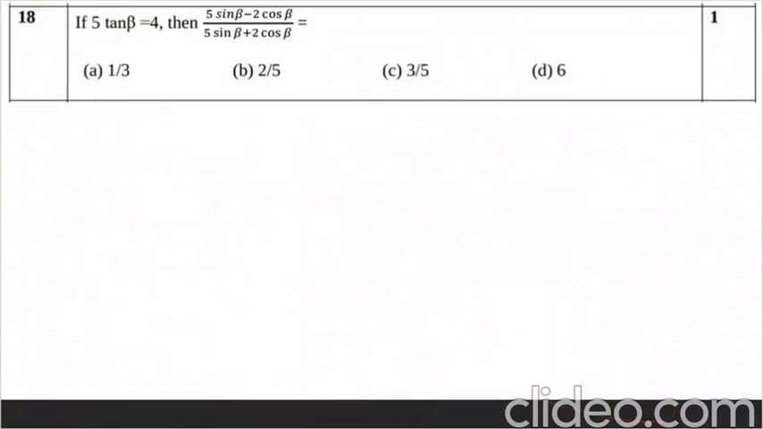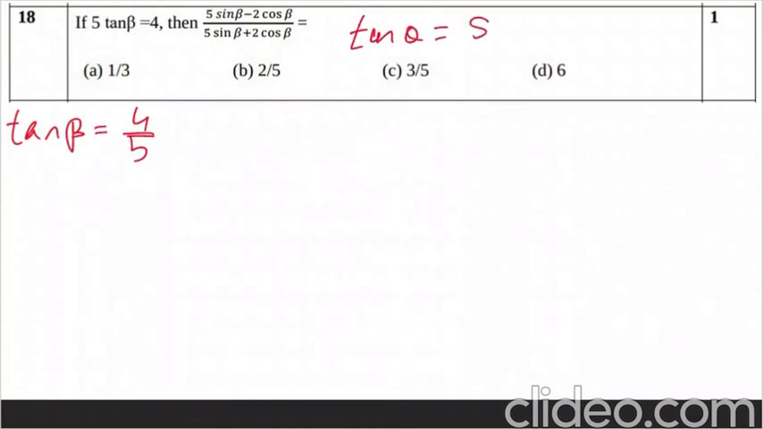Okay, next question is, if 5 tan beta is equal to 4, then what is (5 sin beta minus 2 cos beta) by (5 sin beta plus 2 cos beta)? Now 5 tan beta is 4. So what will be tan beta? Find out tan beta. Tan beta will be nothing but 5 goes over there, becomes 4 by 5. Simple. Now we know that tan theta is nothing but sine over cos, isn't it?